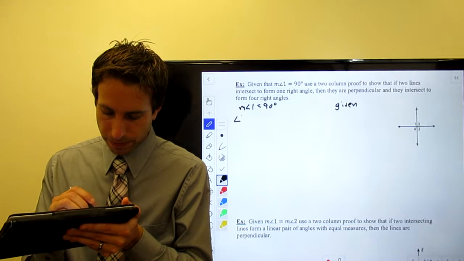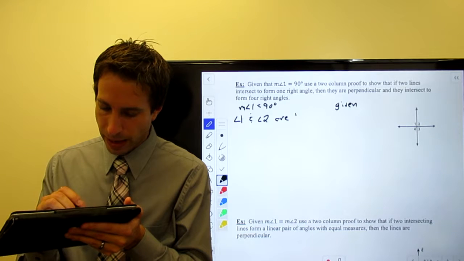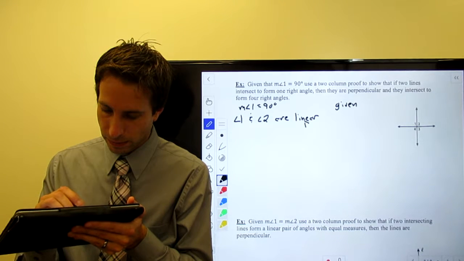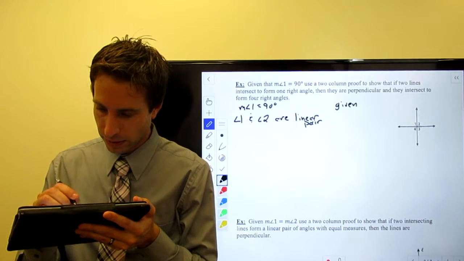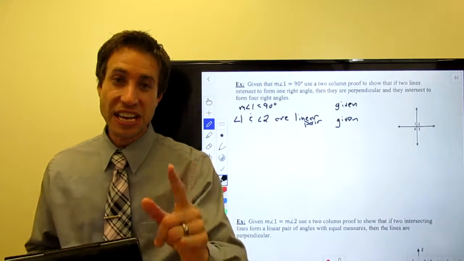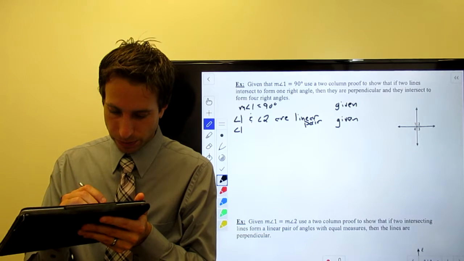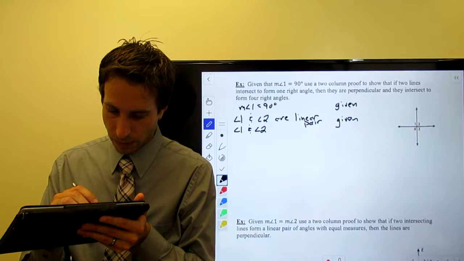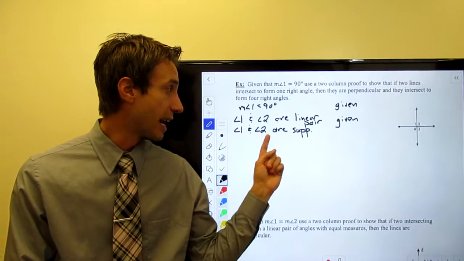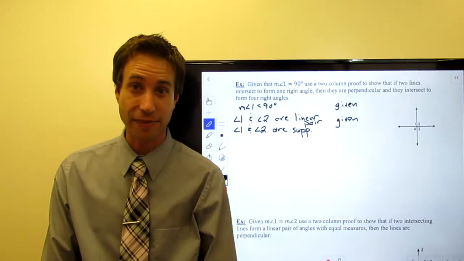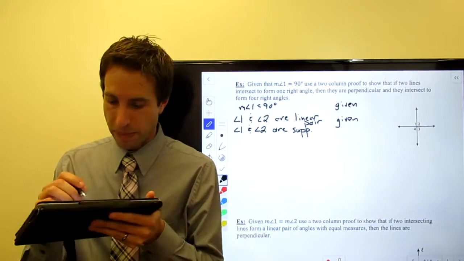Now, because of that, here's what I know. Angle 1 and angle 2 are a linear pair. How do I know that? Again, it's given to me. So that is also given. Now, because they're a linear pair, I know that angle 1 and angle 2 are supplementary angles. If they're a linear pair, then they must be supplementary. They have to sum to 180 degrees. And that would be our linear pair theorem.